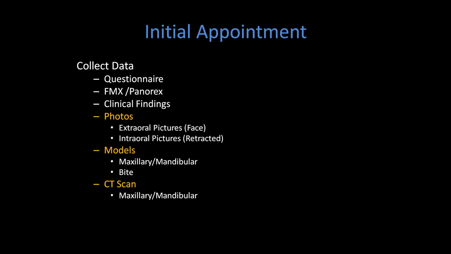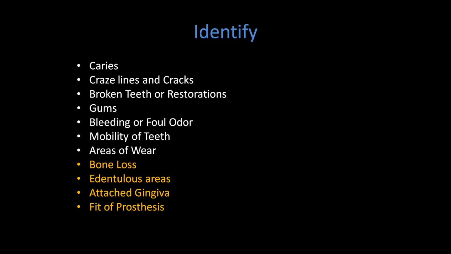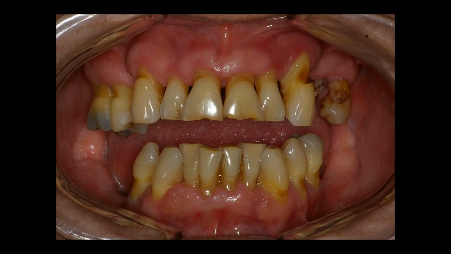At the initial appointment, once we've captured these photos, we will also capture models, a bite, and a CT scan of the area. We'll identify any caries and craze lines. We'll do our periodontal charting and check if there's any bleeding on probing, any areas of mobility. We'll also identify the areas of bone loss, keratinized tissue, and if in fact they're wearing their prosthesis.